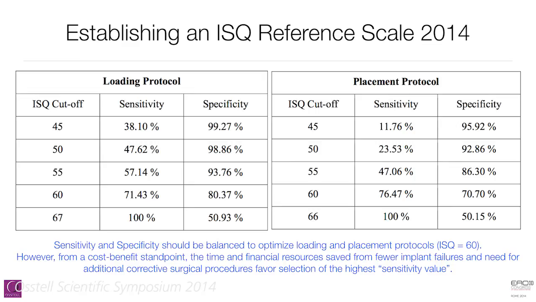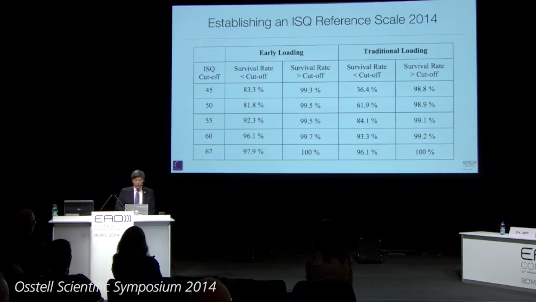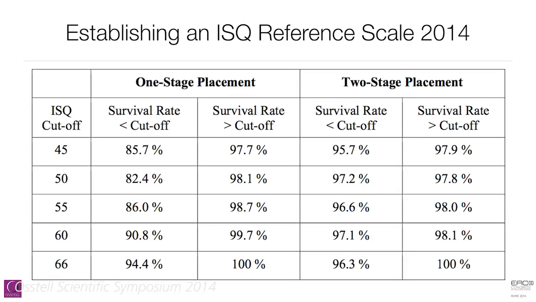However, if the patient is pressing you to proceed with immediate loading, then I would use that as a cutoff value. But understand that from a cost-benefit standpoint, there is significant risk when you drop down from 66, 67 to 60 as far as the success rates are concerned. So going back to this, we want to recommend to you that we start looking at cutoff values as far as the ISQ value of 67 is concerned.